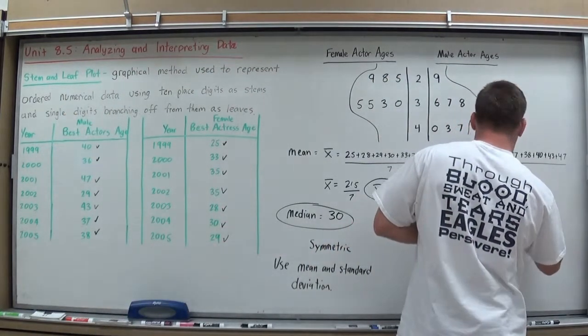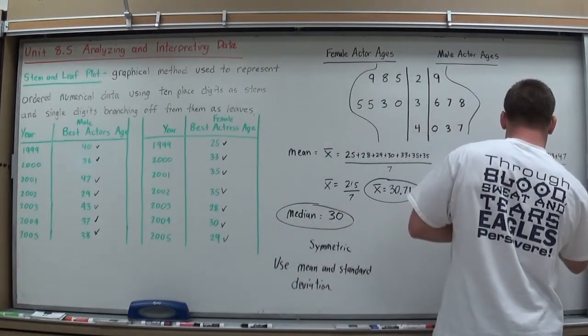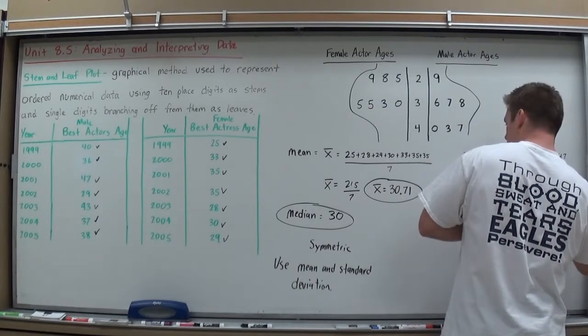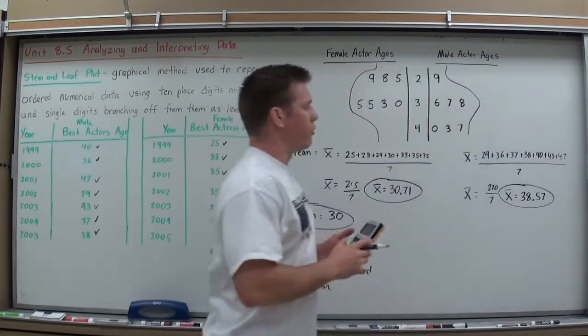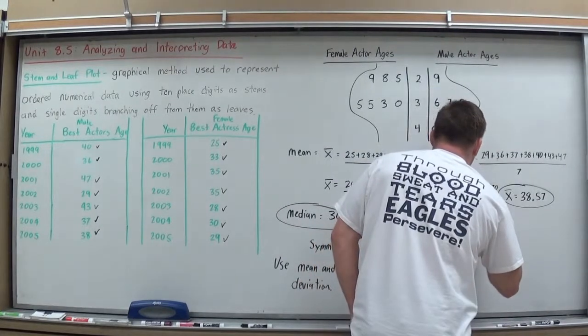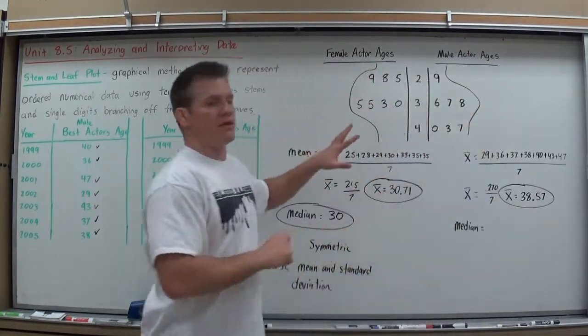Divided by 7 gives us our mean, which is higher, which we kind of expected because it looked like more males were winning the award in their later years. So 38.57 was the mean. And I can find the median as well by looking at the data and counting off.